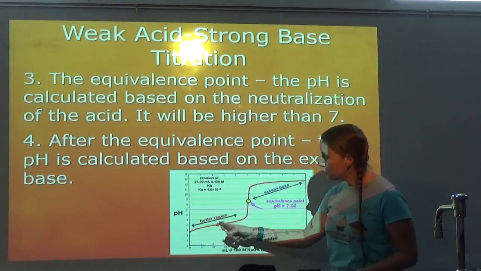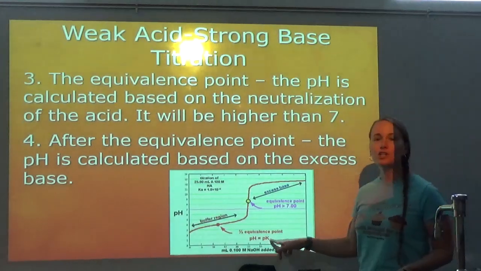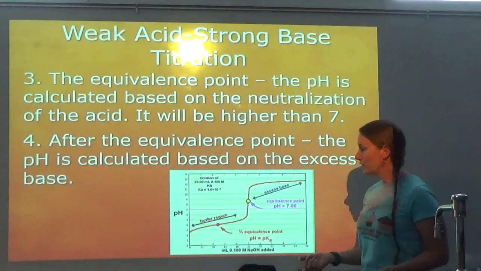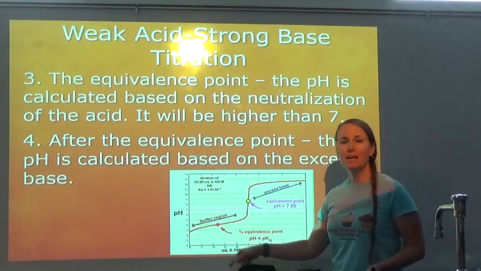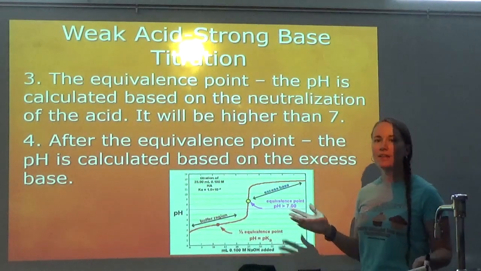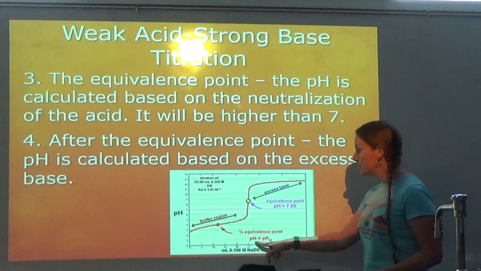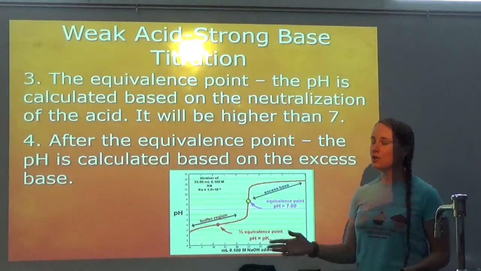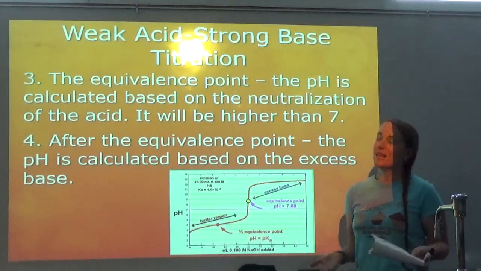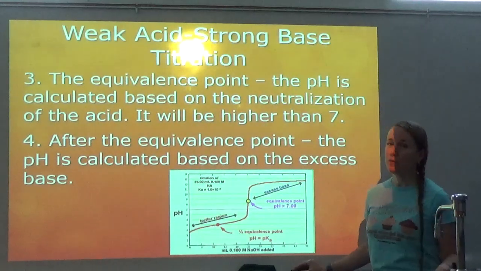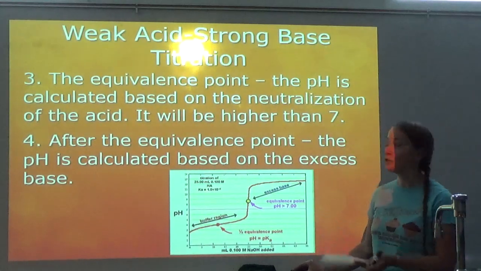So halfway there is 12.5. That's when pH equals pKa. All right, so if you're asked at half the equivalence point what the pH is, you don't need to do all this math and ICE charts and all this stuff. You just say, okay, pH equals pKa, and you can plug in negative log of your Ka, and that'll give you your pH. So half the equivalence point is a sweet spot on the weak strong.